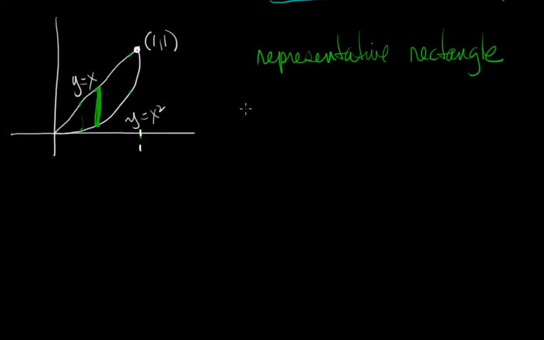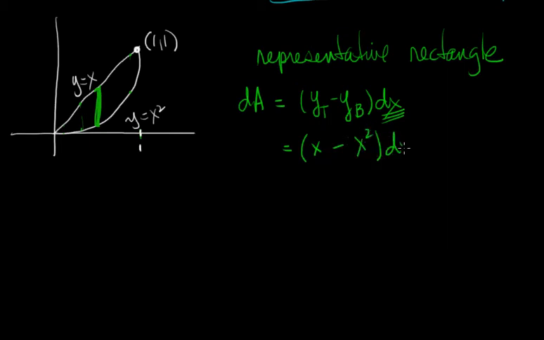So I'm going to call dA the area of the little rectangle, and it's going to be length times width: y on the top minus y on the bottom, since it's vertical, times dx. dx is the same as delta x. Well, we want to put everything in terms of x, don't we? Because we'll be integrating in terms of x. So y on the top is x, and y on the bottom is x squared, times dx. That's my differential of area.